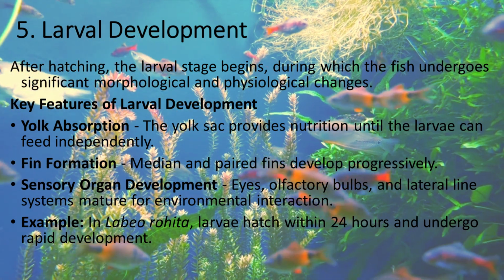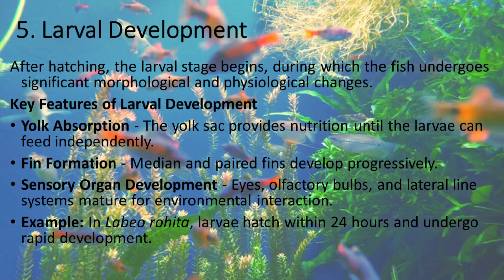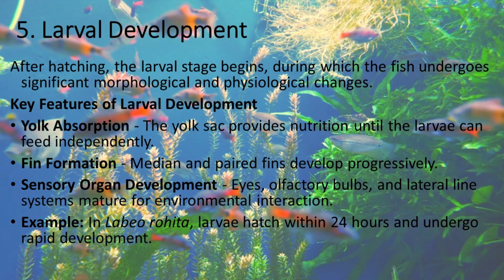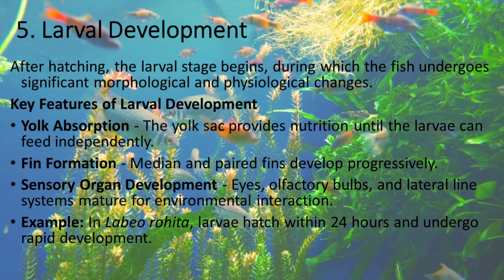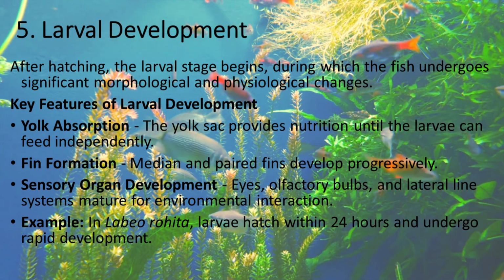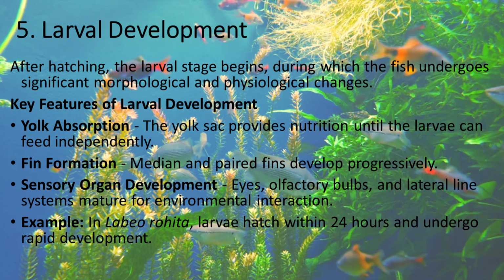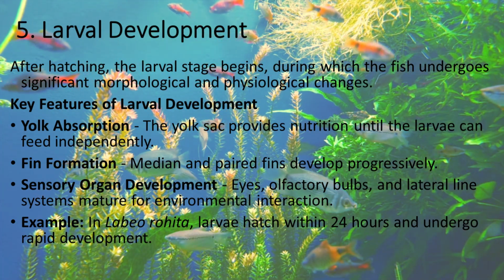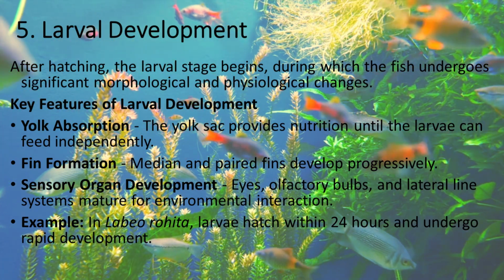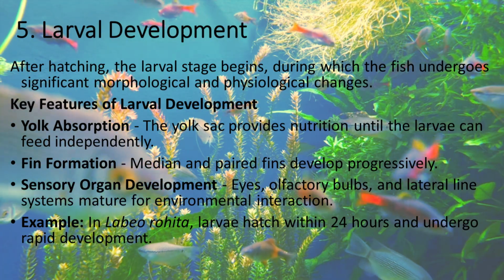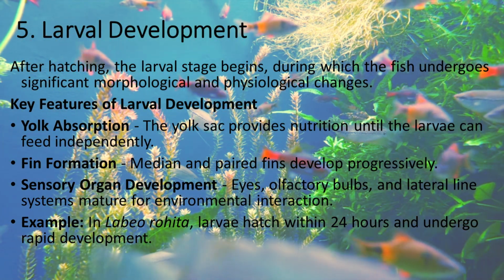Key features of larval development. Yolk absorption. The yolk sac provides nutrition until the larvae can feed independently. Fin formation. Median and paired fins develop progressively. Sensory organ development. Eyes, olfactory bulbs, and lateral line systems mature for environmental interaction. Example: in Labeo rohita, larvae hatch within 24 hours and undergo rapid development.